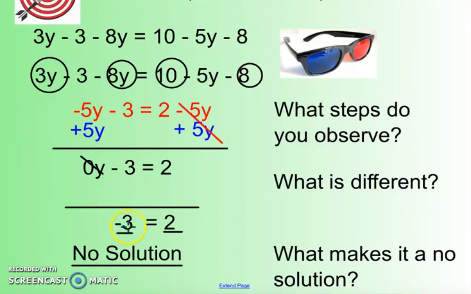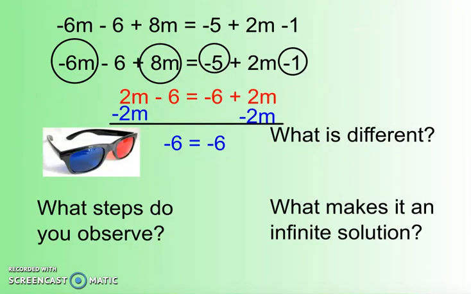See how it says negative 3 is equal to 2? Well, that is impossible. Negative 3 is not equal to 2. And so because they are not equal to each other, that is what we call no solution. So anytime we solve an equation where we get down to where the y's have disappeared or our variable has disappeared, and there's numbers that are left, if those numbers are not equal to each other, that means there's no solution. Okay?